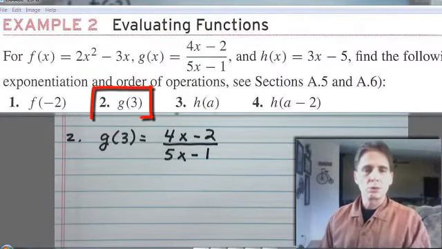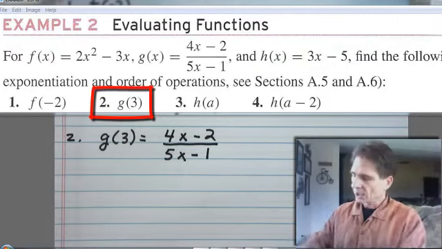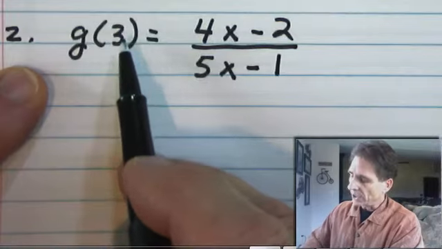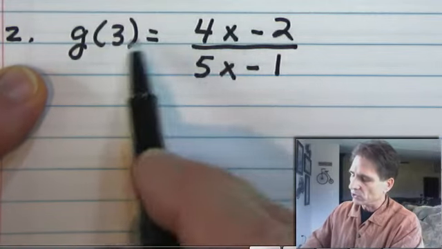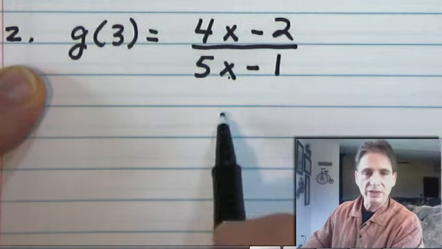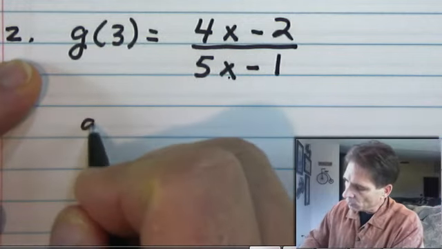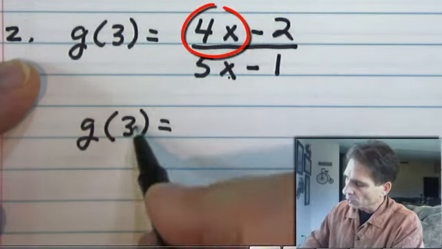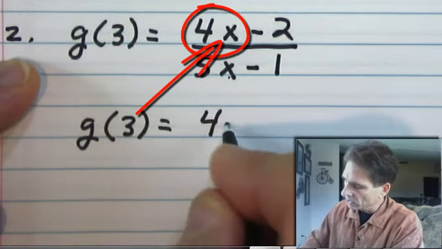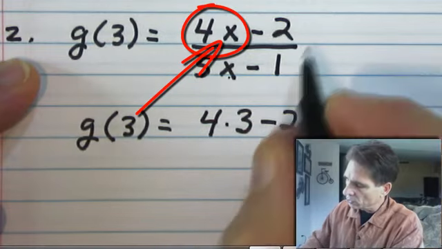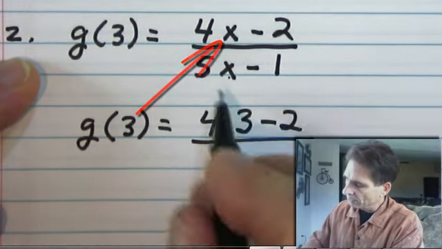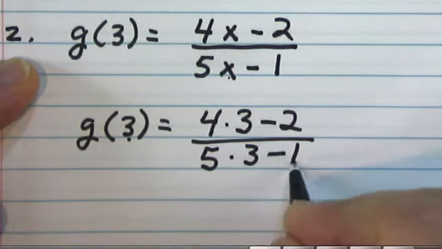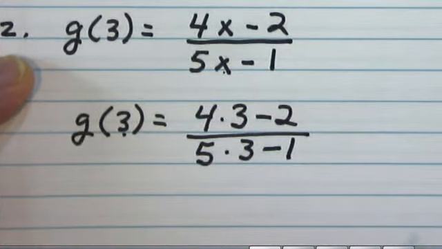Part 2, we're finding g of 3. And again, g of 3 means find the value of y when x equals 3. So we will substitute this 3 everywhere we see x in the equation. So therefore, g of 3 equals 4 times x, but we will substitute the 3 in. Minus 2 remains the same. Over 5 times x, substitute the 3 in. Minus 1. So that would be our substitution.